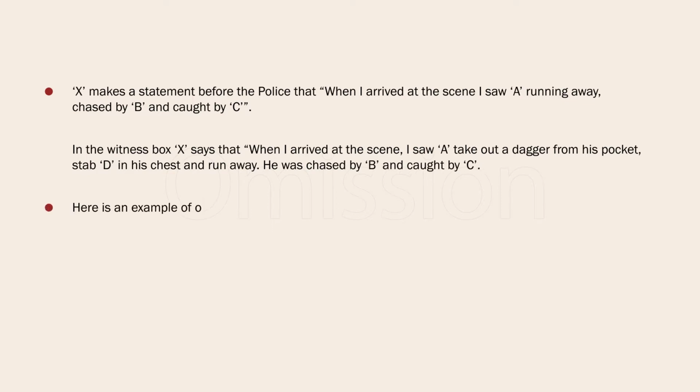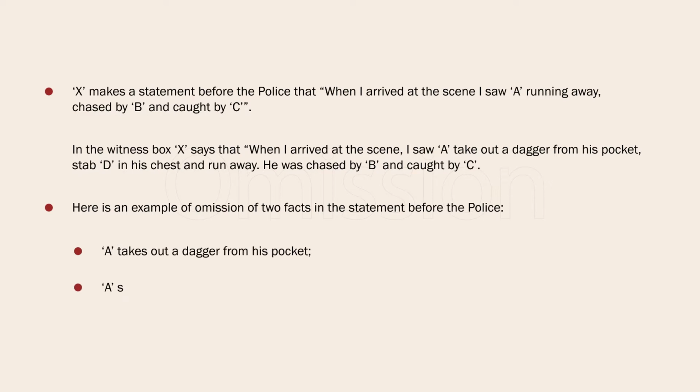Now this is an example of omission of two facts in the statement made before the police. One is that A takes out a dagger from his pocket, and second is that A stabbed D in his chest. Now these two statements were not made before the police, but he improvises his statement and makes such a deposition before the court. Now in this case, a cross-examiner will have to first bring out a contradiction, and then the procedure as prescribed under Section 145 will have to be followed.